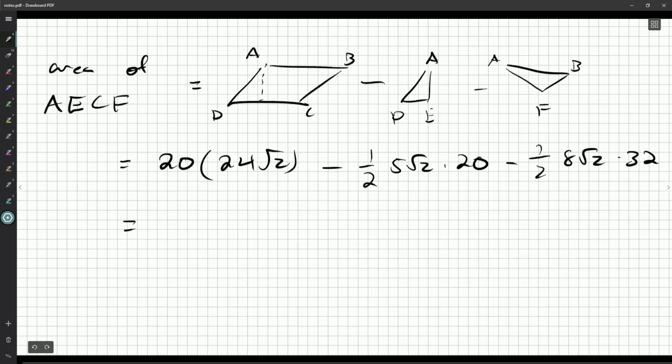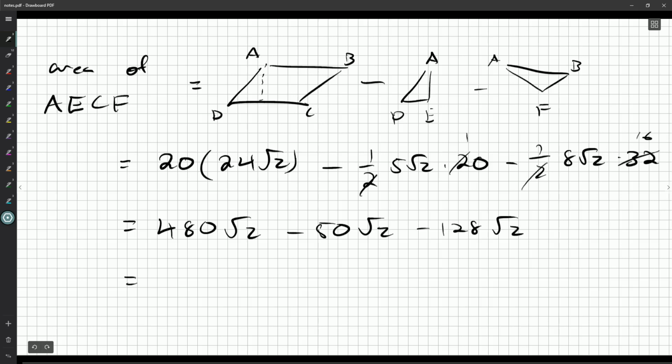So there's a lot of root 2's here, so we'll just keep those around. So 480 root 2, then 50 root 2, then 128 root 2. I'm just going to double check that on my calculator: 480 minus 50 minus 128. Yep, 302 root 2. So that's going to be our answer to 8A.